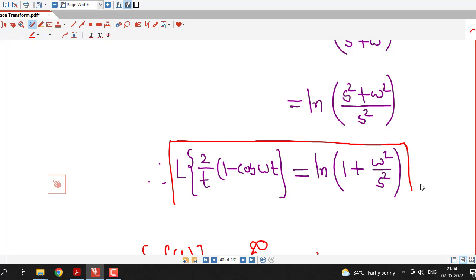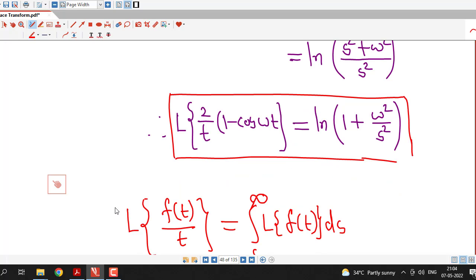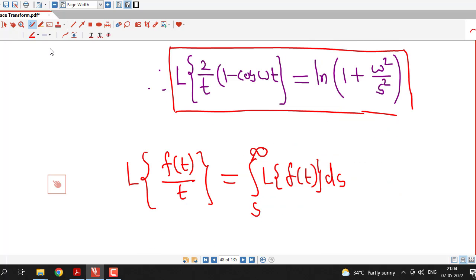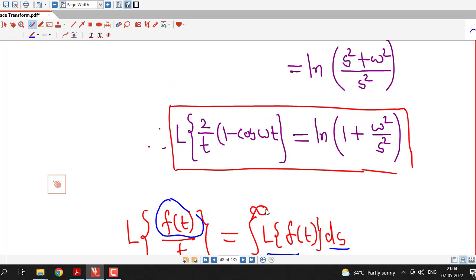So in this way we can find the Laplace transform of a function f of t which is divided by t. For that, first we have to decide what our f of t is, then we find the Laplace transform of f of t, and then we integrate it with respect to s from s to infinity.